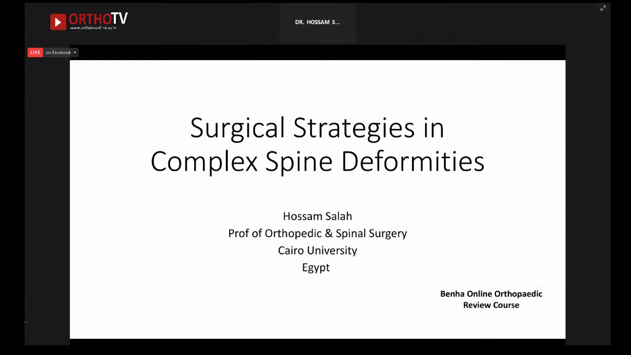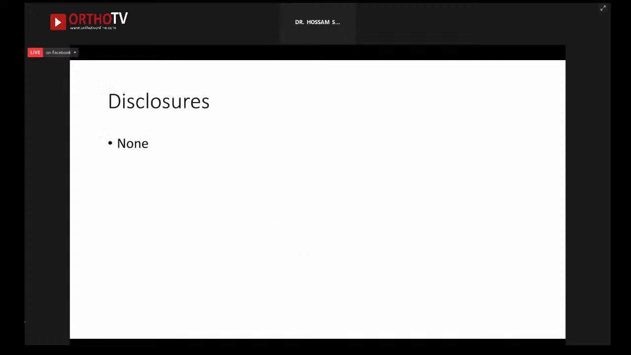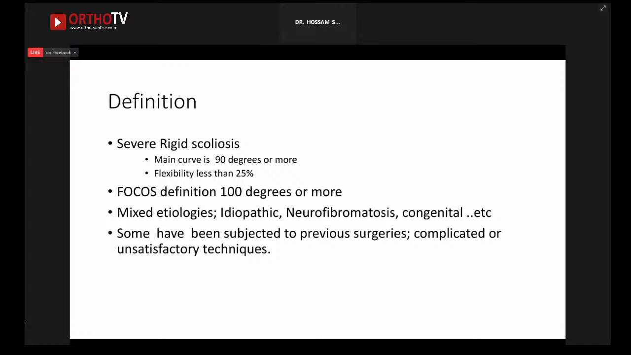My talk is about surgical strategies in complex spine deformities, and I have nothing to disclose. Now, severe rigid scoliosis is commonly defined as a main curve above 90 degrees with flexibility less than 25%. However, the Focus group of Professor Bawachi in Ghana have given a definition of a curve above 100 degrees. And this group of patients actually has mixed etiologies. Some have even been subjected to previous surgeries. Some are complicated or have had unsatisfactory results.